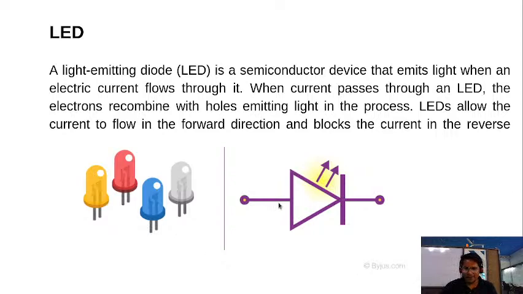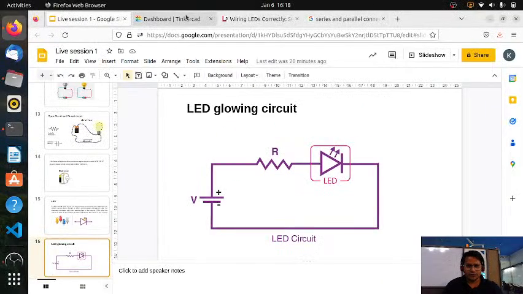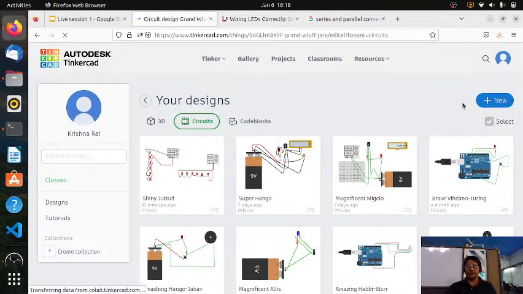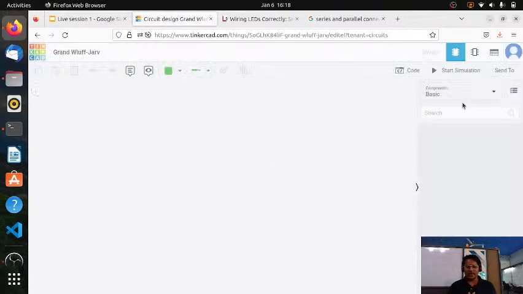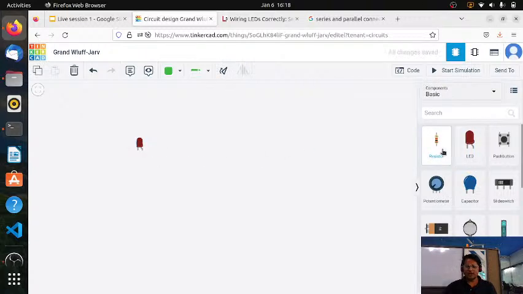This is the symbol of an LED, and this is a very simple circuit of an LED. So let's do the simulation, let's do the practical. I'll be using a simulation software, which is an open source software, Tinkercad. So let's connect a circuit of LED. First I will take one simple LED, then I will take multiple LEDs for explaining series and parallel connection. First let's take one LED, a resistor, and a battery.